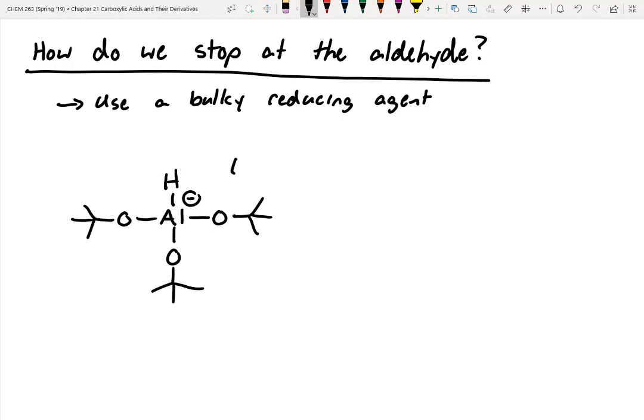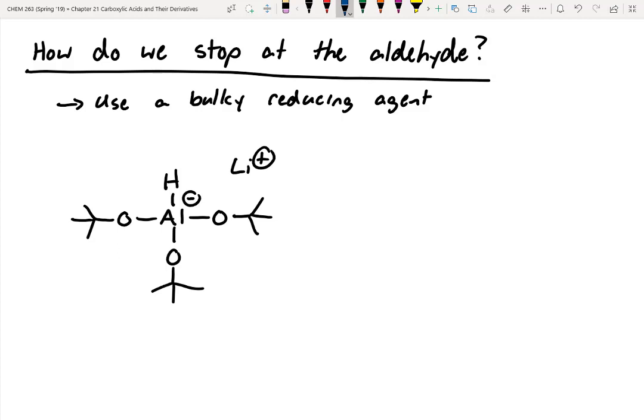So it kind of looks a little bit crazy, and then the countercation is lithium. But you can tell it's got these tert-butoxy arms coming off of the aluminum that are huge, right? So it's kind of like this monstrosity of a reducing agent with one little hydride that it can deliver. So it's really going to slow it down. So let's take a look at how we name this.